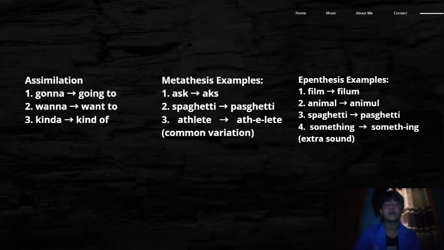And there is epenthesis. Epenthesis occurs when an extra sound is added to a word. In the story, film is pronounced as filum. The vowel sound is added to make pronunciation easier. Animal becomes animal with an extra vowel, which also adds a vowel sound. This process often happens due to dialect or ease of pronunciation.